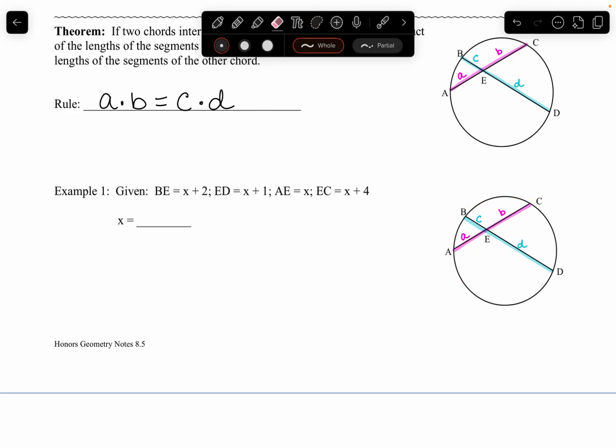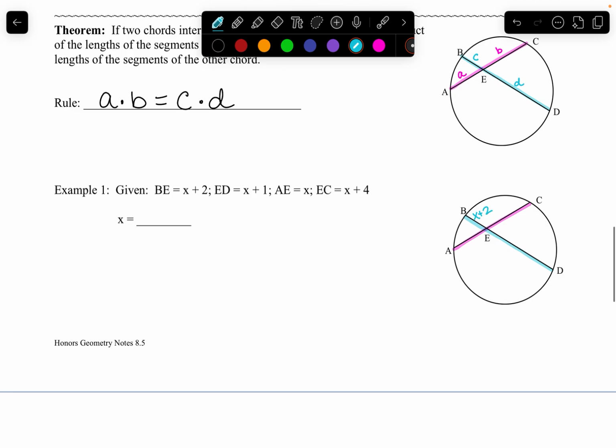And I'm going to label what I know. So I'm not going to have A, B, C, and D, but I am going to write it in their colors. So BE, that's blue, BE is x plus 2, ED is x plus 1, so those are both blue, and then AE is x, and EC is x plus 4. So I'm going to take those two pink segments, multiply them together, set it equal to the multiplication of the two blue segments. So we have x times x plus 4, and that is going to equal x plus 2 times x plus 1.